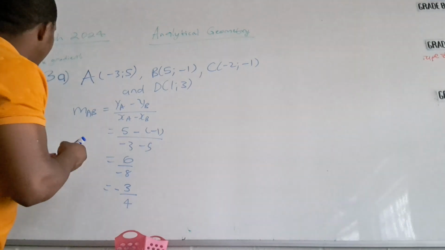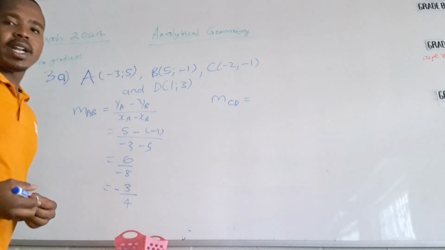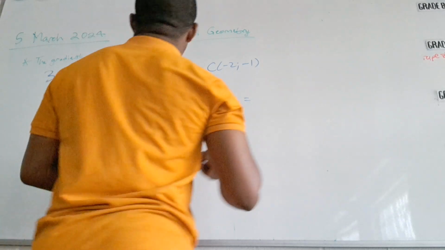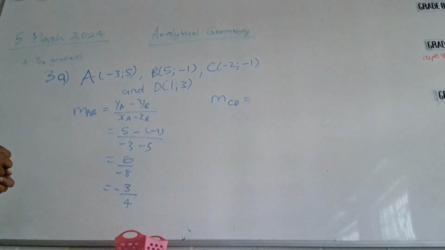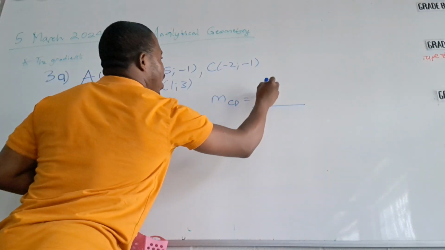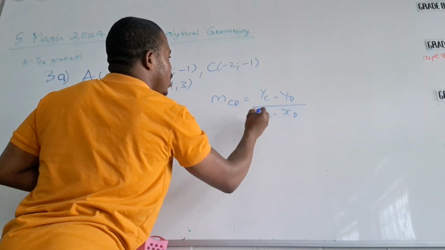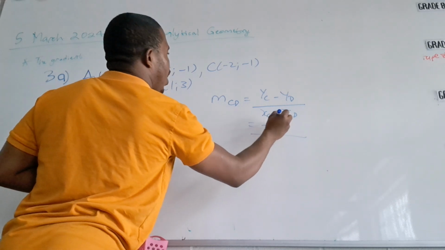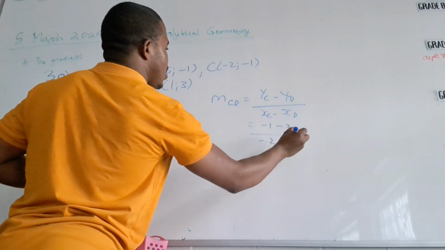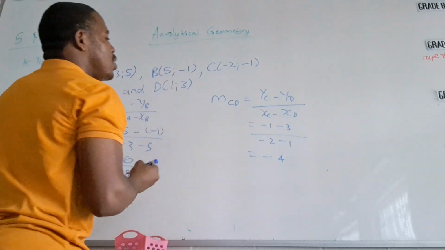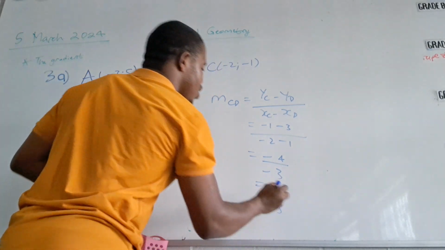Midpoint? Okay. Now we go to MCD. We're going to calculate the gradient of CD, line CD. YC minus YD divided by XC minus XD. What is the Y value of C? Negative 1 minus, what is the Y value of D? 3. X value of C is minus 2 minus X value of D, 1. This becomes negative 4 over negative 3, which becomes 4 over 3.